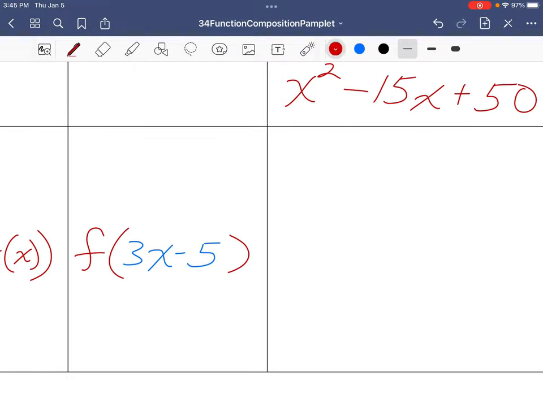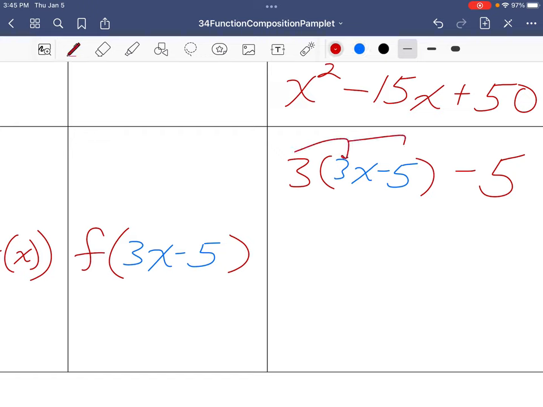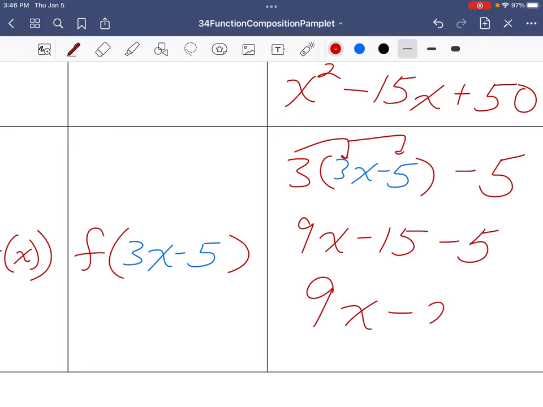Now we're going to put 3x minus 5 into the f function. The f function says that I get 3 times whatever I'm going to substitute. Don't forget your minus 5. And what am I going to substitute? 3x minus 5. So we plugged 3x minus 5 into 3x minus 5. Do a little distributive property, simplify some more, and you get 9x minus 20.